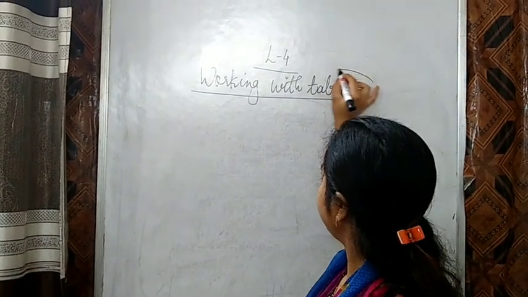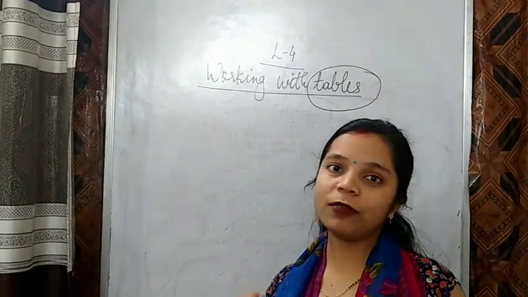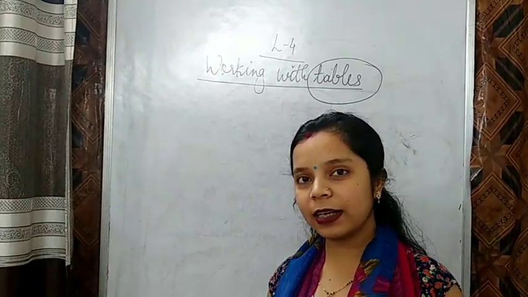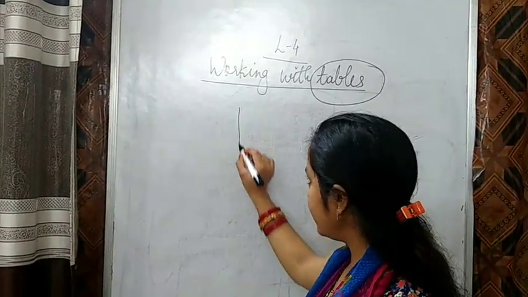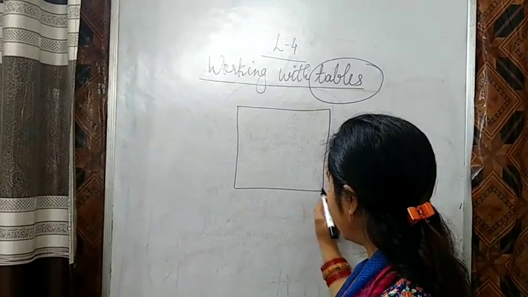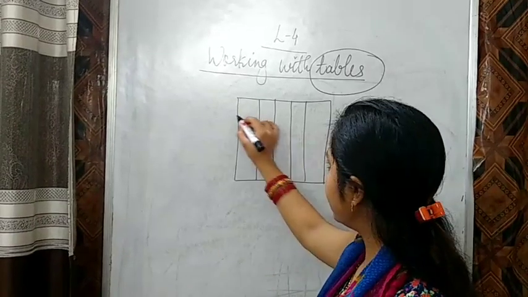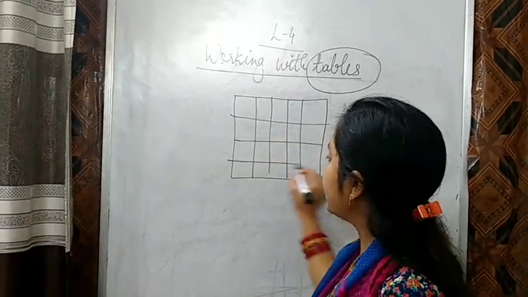Tables, you might have heard the word tables. This is not tables which you have learned in mathematics. This is another table. Table is like this. In MS Word, you can create table like this. In that, rows are there and columns are there. This is a table.